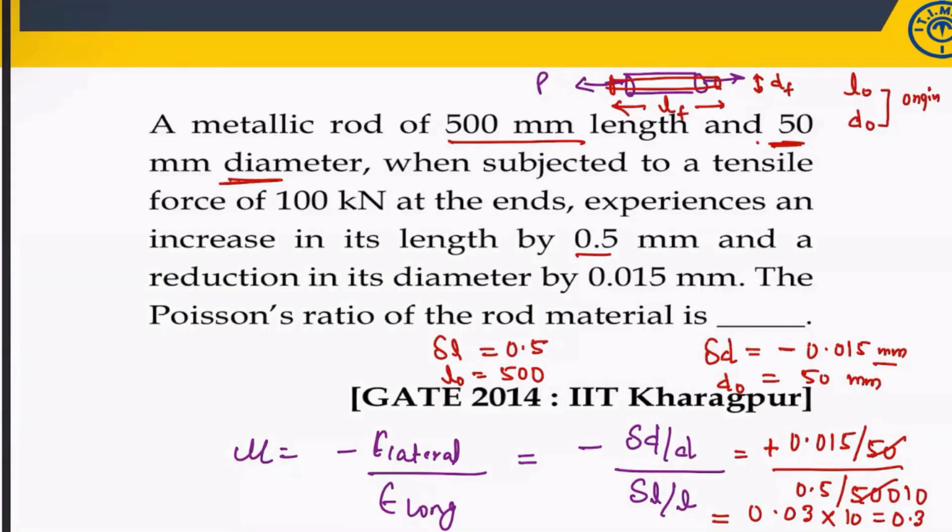The one is not the correct answer. 0.3 is the correct one. The reduction in diameter they have given, original diameter also they have given, original length as well as change in length they have given. You only have to put them in that formula and you will get the answer.